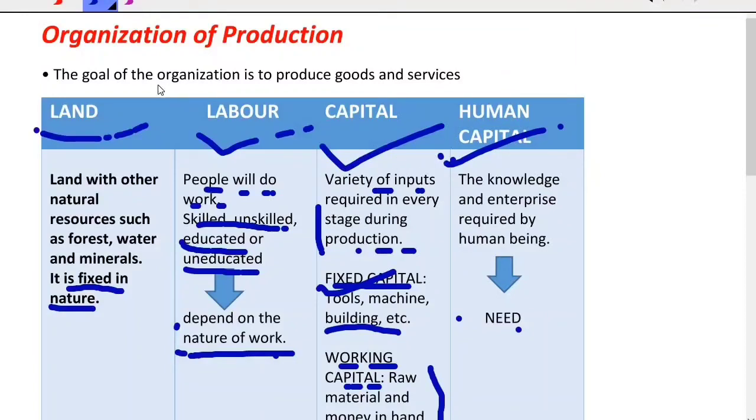The goal of the organization is to produce goods and services. I mean, the aim of production is to produce goods and services. So this is today's topic.